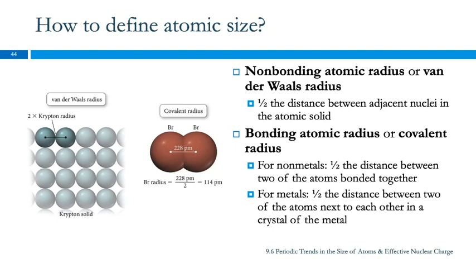One is called van der Waals radius, also known as a non-bonding atomic radius. And so this looks at adjacent nuclei in an atomic solid. So here we have krypton made really, really cold, so it becomes a solid. This is an atomic solid. Those atoms are not bonded to each other covalently. They're just next to each other. And we can measure the distance between two nuclei. And so then we can say, well, it's reasonable that the distance between two nuclei would be twice the radius of those atoms, right?